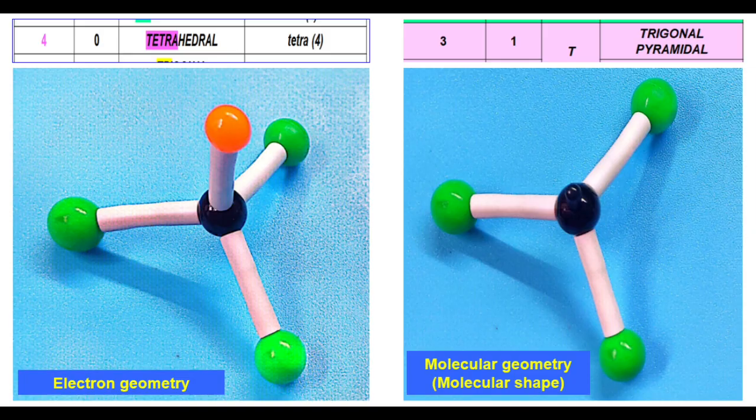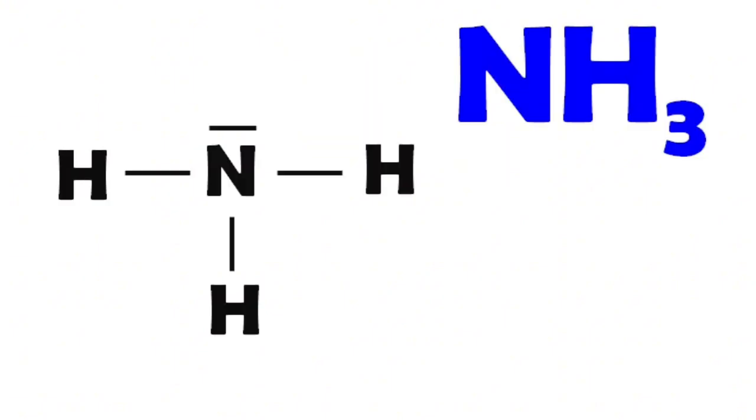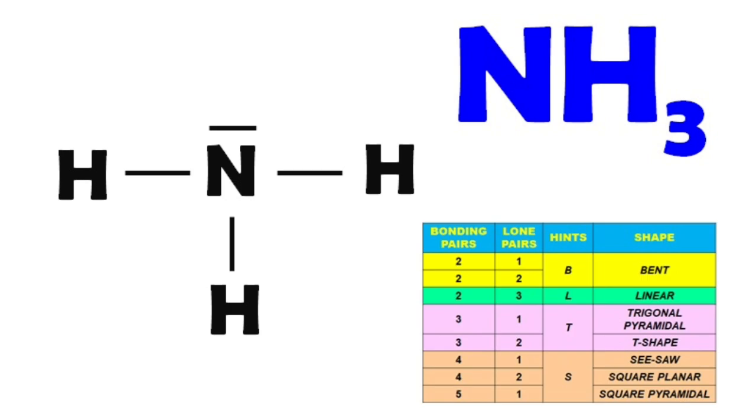And as an example, let's take the ammonia molecule. Let's draw a Lewis structure. It will be like this. So we see from the Lewis structure, we have 1 central atom, which is nitrogen, and 3 surrounding atoms, so it means we have 3 bonding pairs and 1 lone pair on nitrogen, our central atom. So let's remember our BLTS table. 3 bonding pairs and 1 lone pair. We see from the table it is trigonal pyramidal. So the ammonia molecule will have a trigonal pyramidal shape.